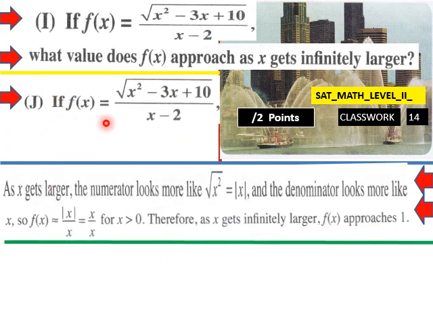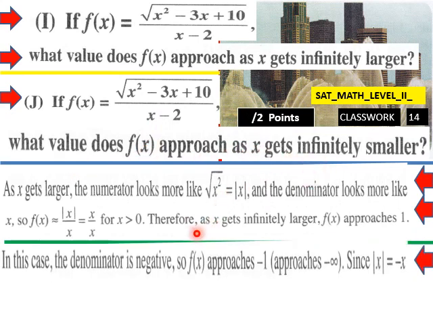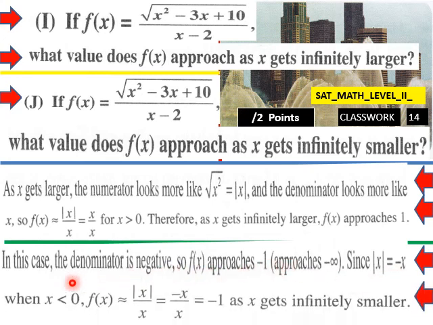So if f of x equals the square root of x squared minus 3x plus 10 over x minus 2, what value does f of x approach as x gets infinitely smaller? In this case, the denominator is negative, so f of x approaches negative 1, meaning as x approaches negative infinity. So the absolute value of x equals negative x. When x is less than 0, f of x approximates the absolute value of x over x, which equals negative x over x, which equals negative 1, as x gets infinitely smaller.